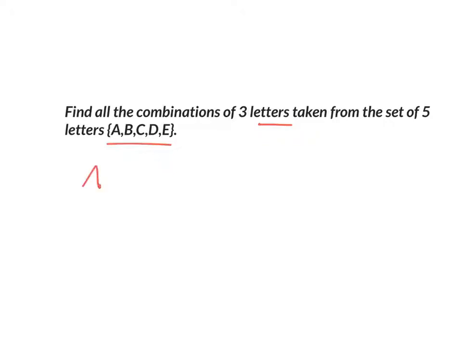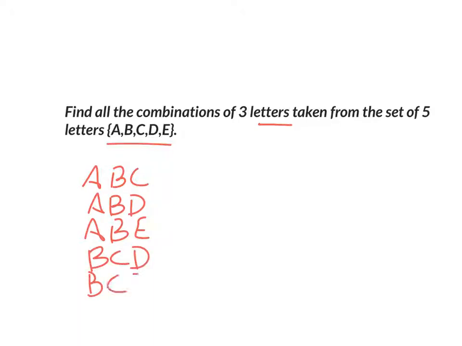So if I take out A, B, C, that's the same thing as C, B, A because the order doesn't matter. Think about a committee, that'd be the same committee. So I could do A, B, C, I could do A, B, D, I could do A, B, E. I'm just doing a system here. I could do B, C, D, B, C, E, and C, D, E. And that's all of them.